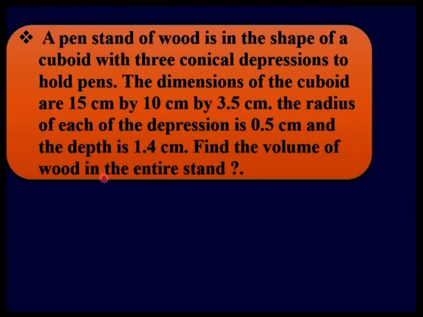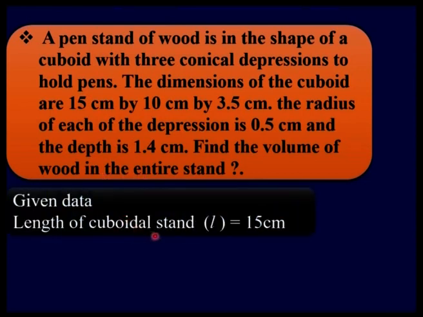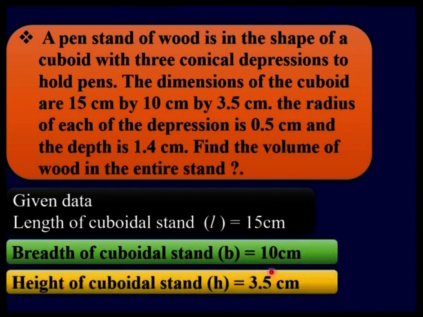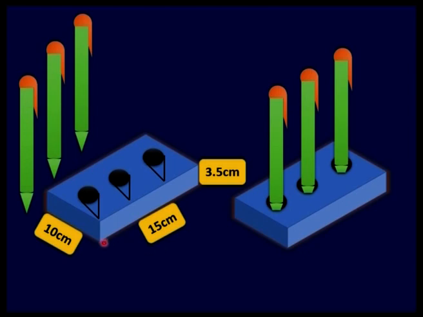Find the volume of the wood in the entire stand. So, these are the measurements of the cuboid, children. Length 15 centimeter, breadth 10 centimeter and height 3.5 centimeter. So, see, this is a pen stand. It is in the form of a cuboid and the length is given 15 centimeter, breadth is given 10 centimeter and height is given 3.5 centimeter.